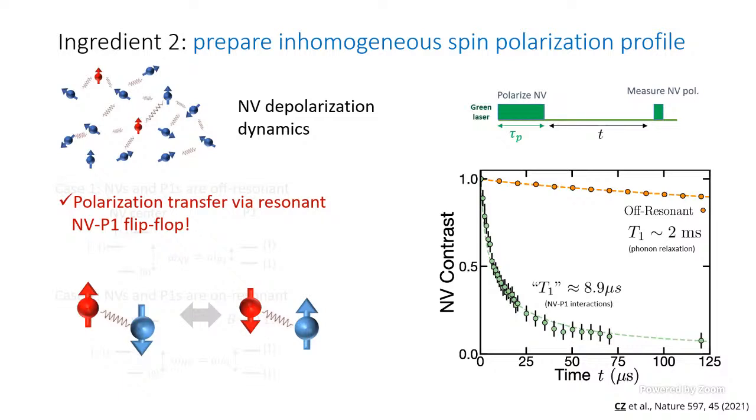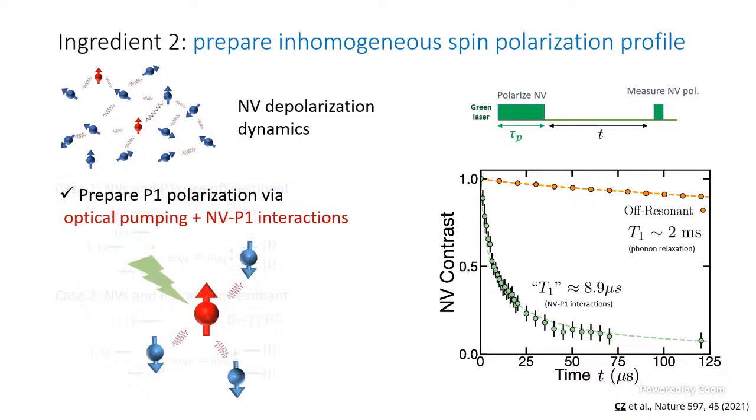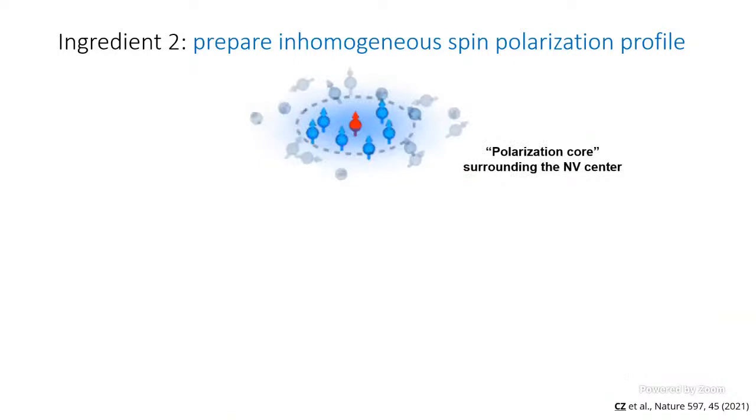However, this also gives you a way to polarize the nearby P1 centers, because think about this geometry: your NV is dealing with all the P1 centers nearby, a few hundred of them. Every time you shine your laser, you polarize your NV, and it can flip-flop with a nearby P1 center and flip it up. Then with the laser, you repolarize your NV center, and it can keep flip-flopping with another P1, and then a third P1, until you polarize the P1s nearby your NV center. So this gives us a way to directly prepare some inhomogeneous spin polarization of the P1 centers.